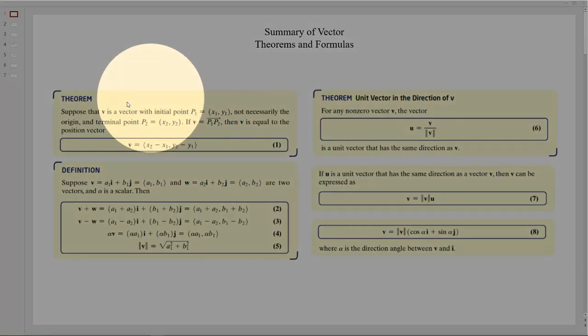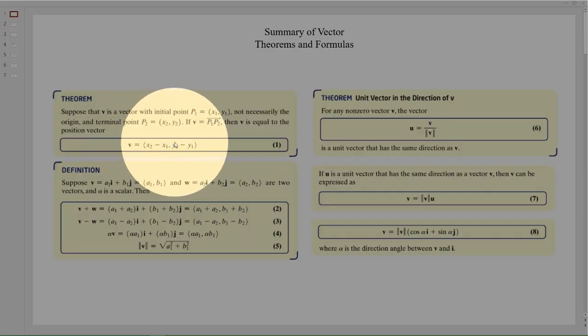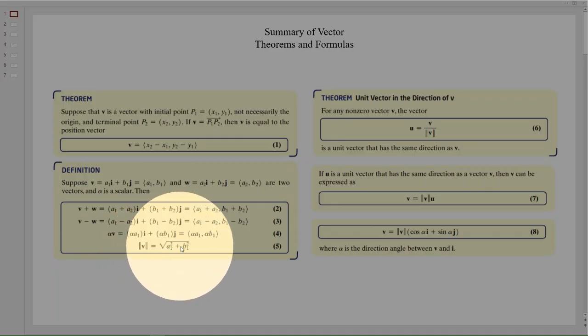Okay, class, here's a summary of the way vectors work. If we have a vector that starts at P1 and ends at P2, we can create the position vector that starts at the origin with this simple formula. It's an equal vector because it's got the same direction and magnitude. We can add vectors by adding their component parts or subtract them. We can calculate the magnitude as the square root of a squared plus b squared.